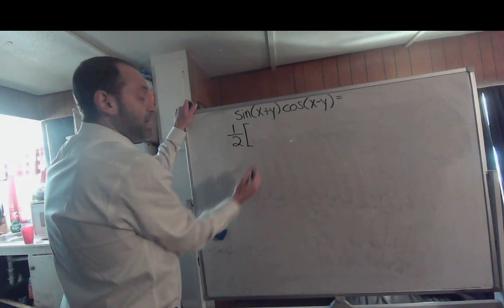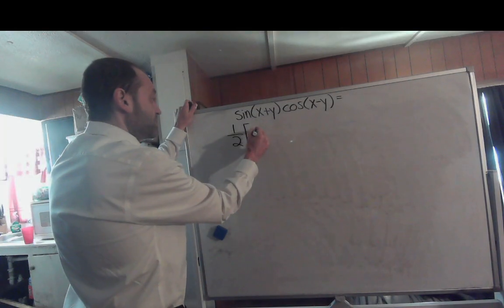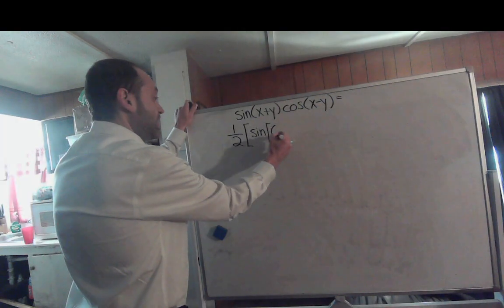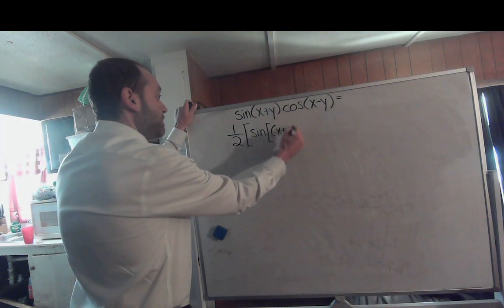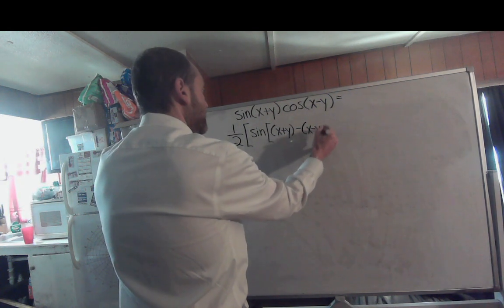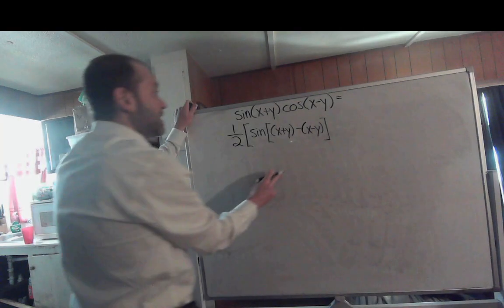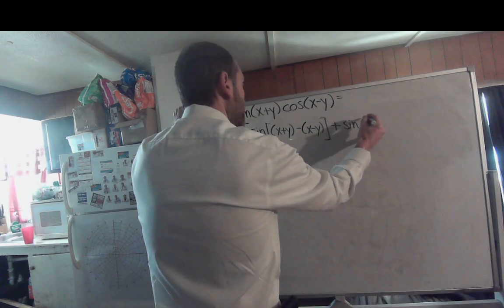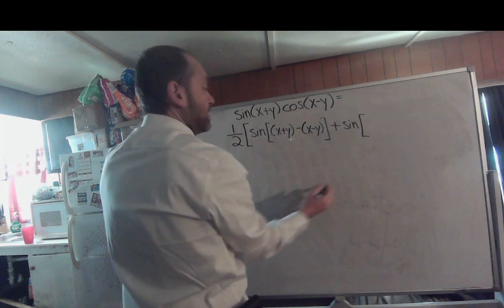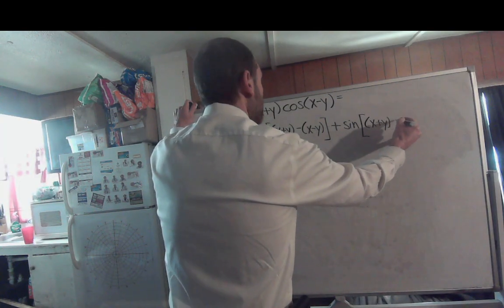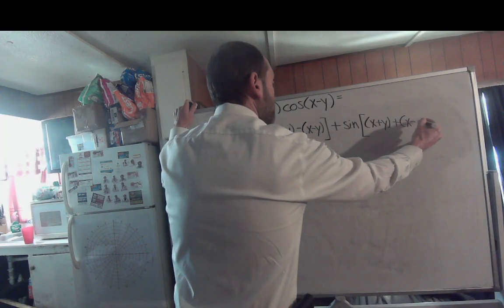So this would be 1/2 of the quantity of the sine of the quantity of x plus y minus x minus y, all that plus the sine of the quantity of x plus y plus x minus y.